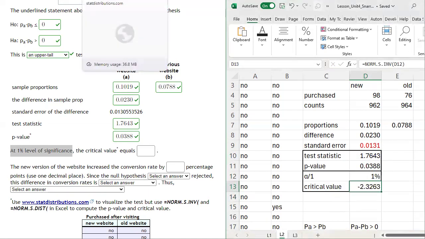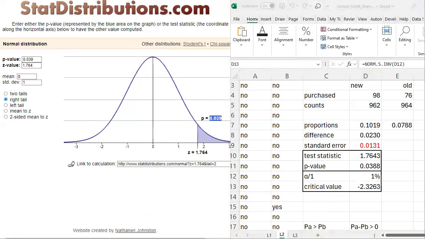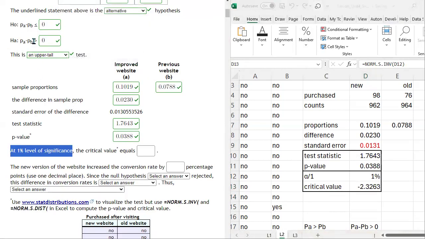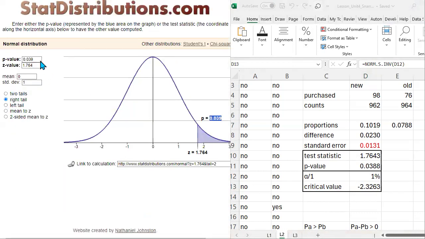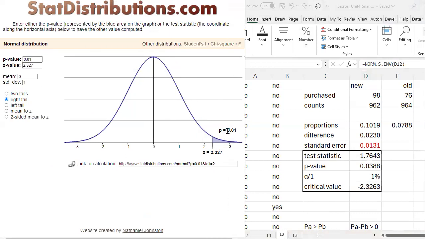Let's go to statdistributions.com. Okay, we know it's an upper tail test. So this 1% is the area here, right? So we're going to change this to 1%, our significance level. It says P equal, but it's our alpha level, right? It's the area in the tail. So this right here is 1%.